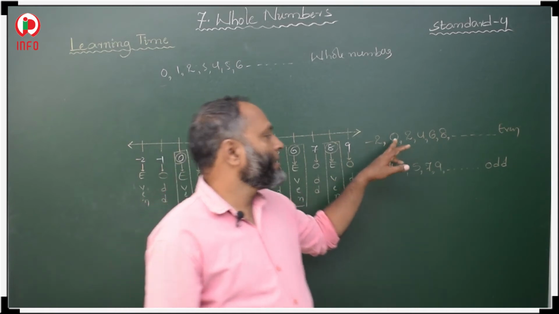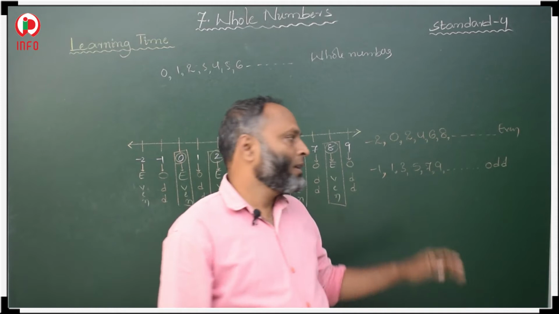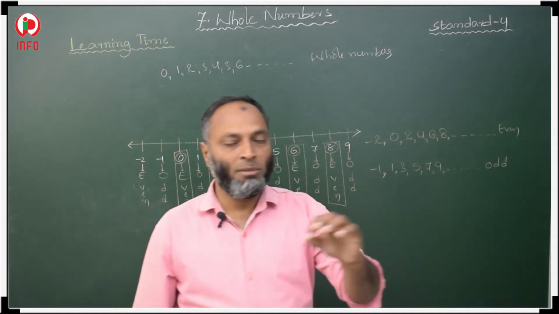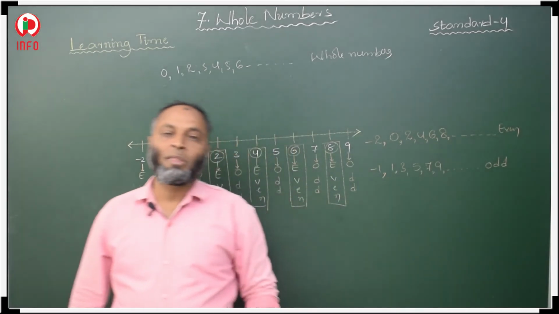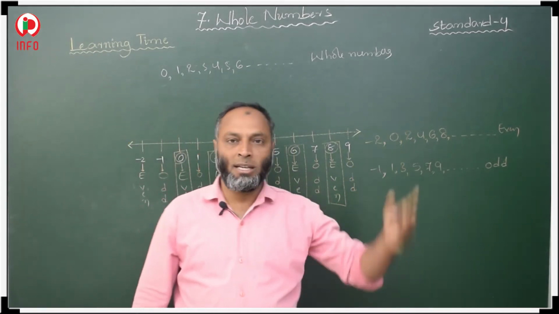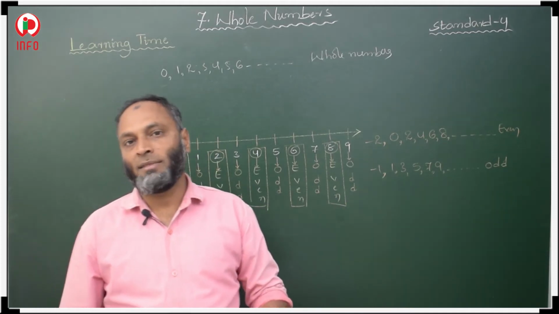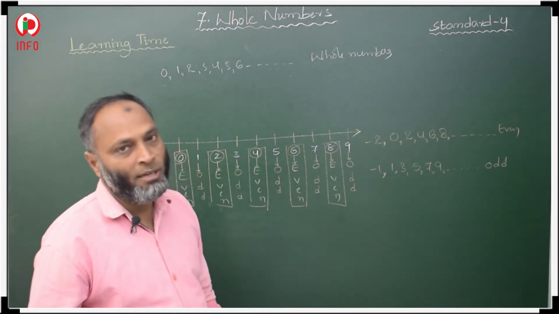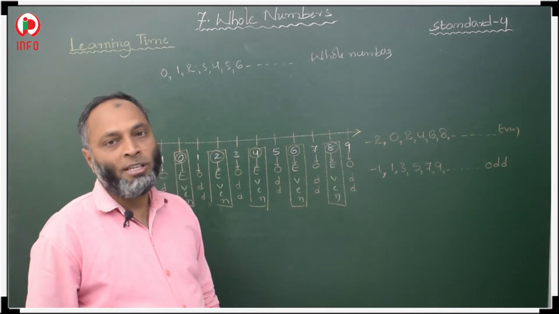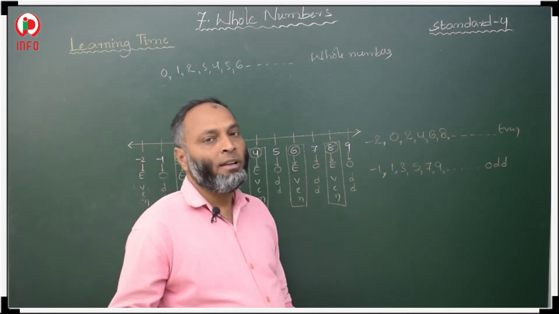The numbers which are divisible by 2 are even numbers, and the numbers which are not divisible by 2 are odd numbers. And also one more definition. This is a single digit number, so we can easily know whether the number is divisible by 2 or not. But suppose a 3 digit, 2 digit, 4 digit or 5 digit number is given, how do we say whether that number is even or odd?